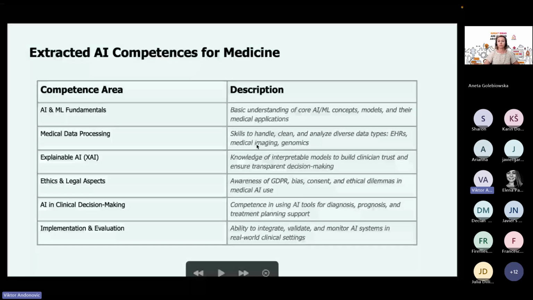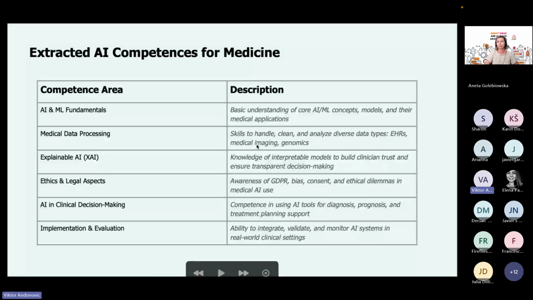So those are the first ones. On the left-hand side, we have the competence area, and on the right side, we have the description for that. The first one is AI, artificial intelligence, and machine learning fundamentals. So it does cover just a basic understanding of the concepts in AI and machine learning because it's evolving very fast.